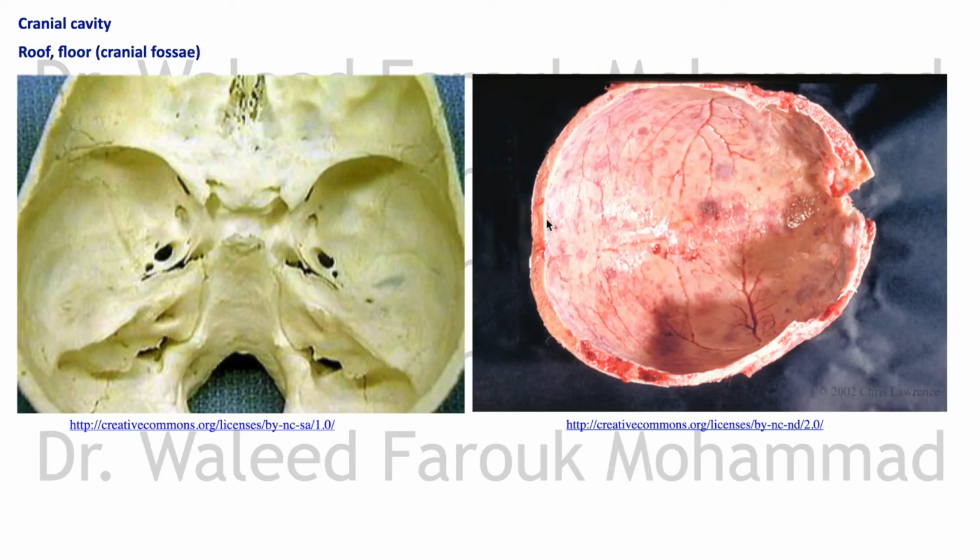This is the inside of the skull, the cranial cavity. This is the vault from the inside. As you can see, the marks of the reflection of the dura mater to form the falx cerebri. And between the reflections, there is the space for the superior sagittal sinus. It was here, the superior sagittal sinus, one of the dural venous sinuses.